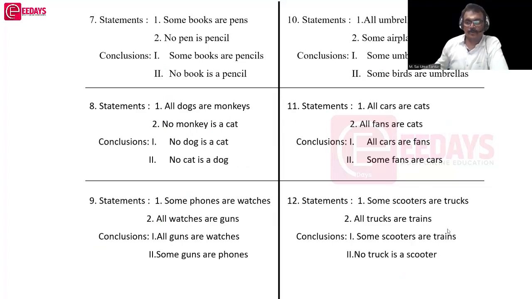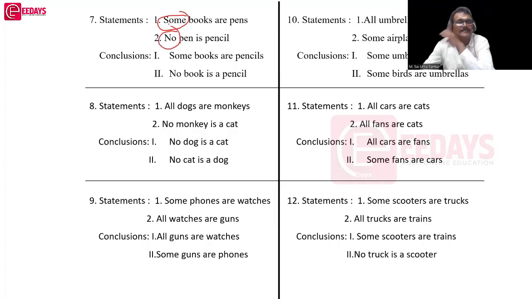Next, go to the seventh one. Here, one statement is particular, and one statement is negative. What is the conclusion? Particular negative. Is there any particular negative conclusion? No. So, there is no immediate inference for the seventh one. Leave it. Go to the next one.